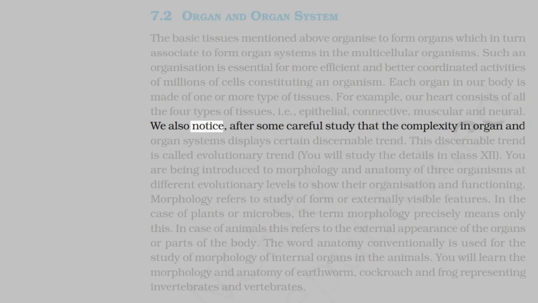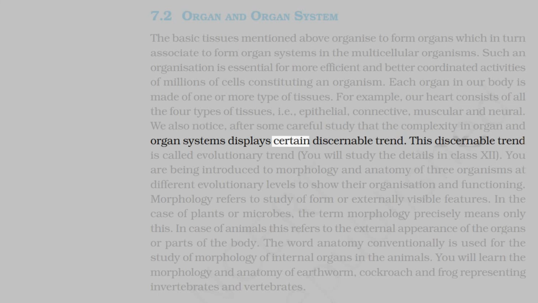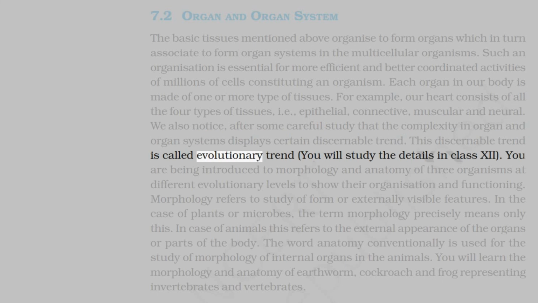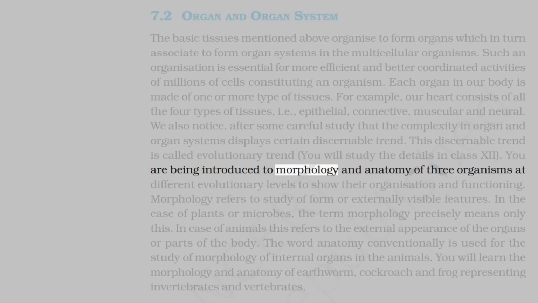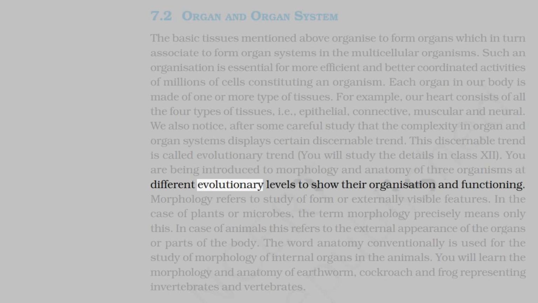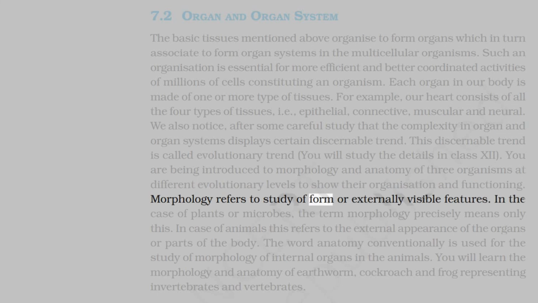We also notice, after some careful study, that the complexity in organ and organ systems displays a certain discernible trend. This discernible trend is called evolutionary trend. You will study the details in class 12. You are being introduced to morphology and anatomy of 3 organisms at different evolutionary levels to show their organization and functioning. Morphology refers to study of form or externally visible features.